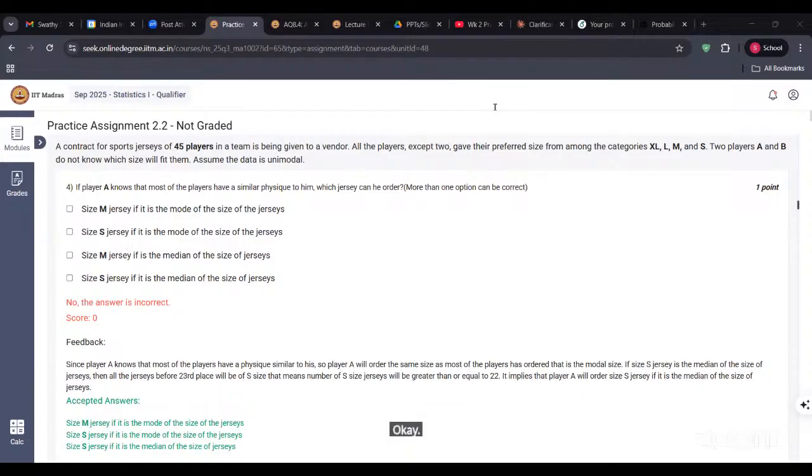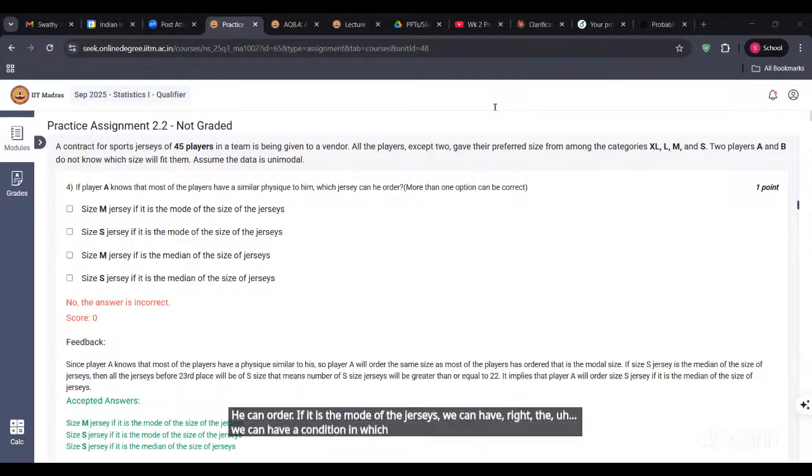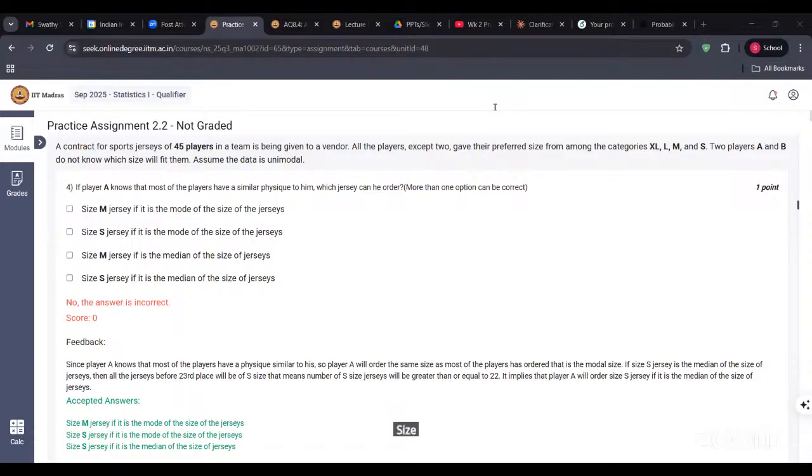Okay, so basically A is choosing what most of the players are choosing, right? We can have size S, we can have size M, so we have two options here. First, size M jersey he can order if it is the mode of the jerseys, the one having the highest frequency. We can have a situation like that. Now, size S can also be a mode, right? These two options are correct. Now, the third is size M jersey if it is the median.